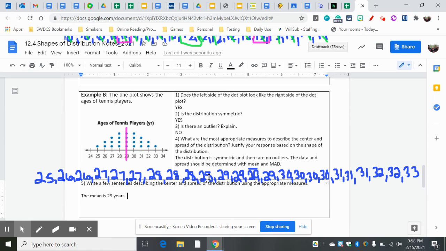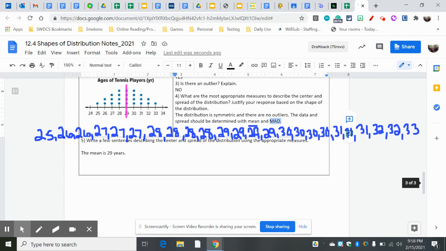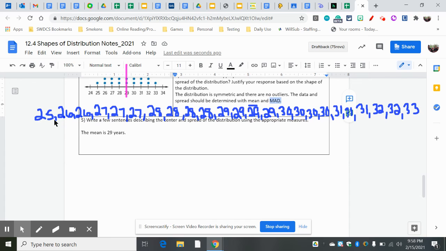And then the spread of distribution is the mean absolute deviation. Okay, remember, mean absolute deviation means that I am going to take the mean and subtract it from every single one of these data points, and then find the absolute value of that. So I'm going to write that out for you.